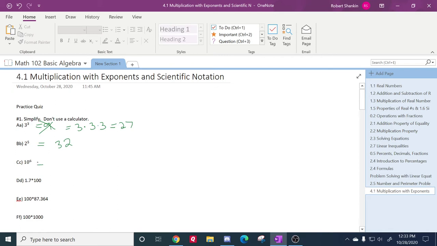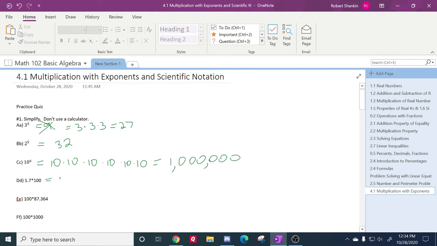And 10 to the 6th. Anytime you multiply 10 times 10, that's going to be 1 with 2 zeros. Multiply by another 10, that's 1 with 3 zeros. So all you have to do is count out the number of zeros when you're multiplying by 10 to a power. 6 of these, and there's 1 with 6 zeros. Then we'll put the commas in there. So it's 1,000,000.